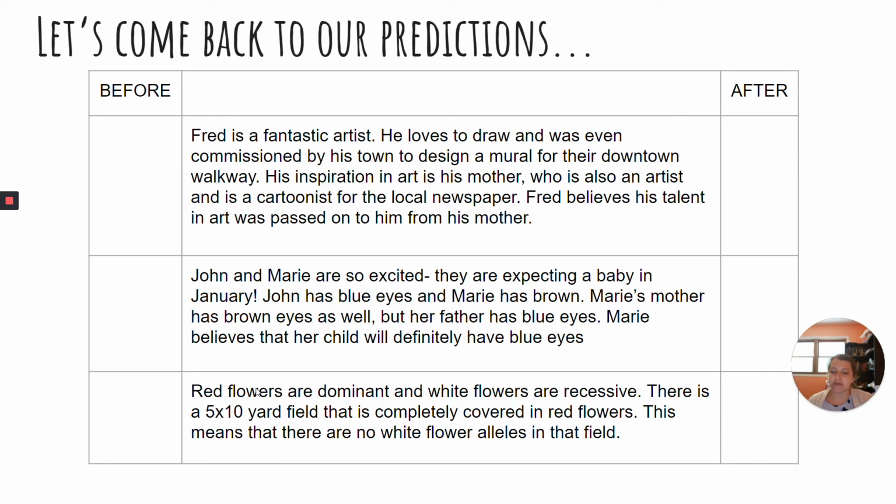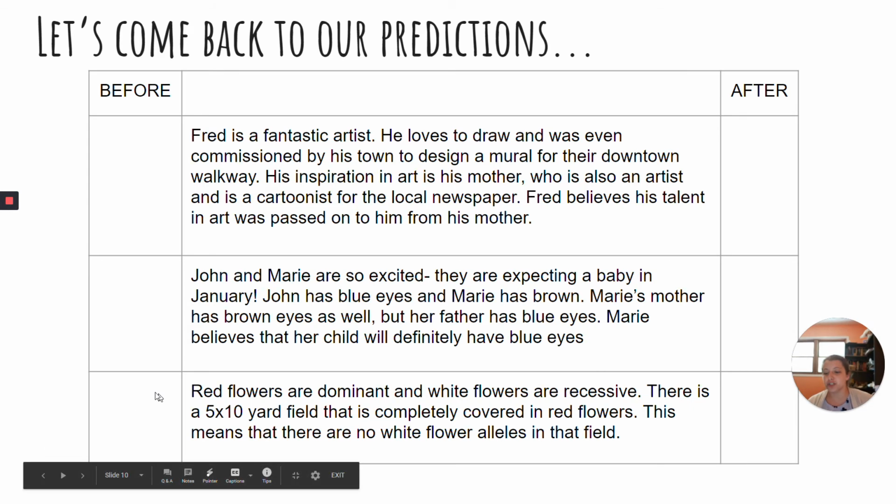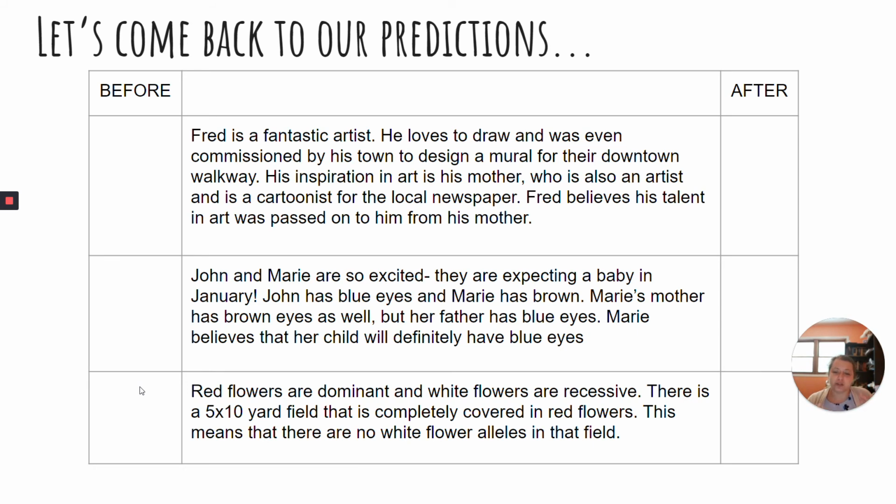And red flowers are dominant and white flowers are recessive. Cool. Now we know what those words are. Awesome. So we made a prediction and we kind of knew what those meant, but now we're professionals. We know what that means. Cool. Let's answer this. Red flowers are dominant, white flowers are recessive.